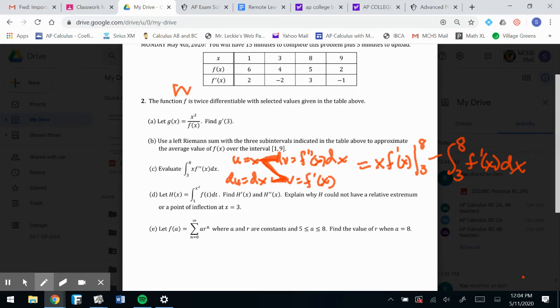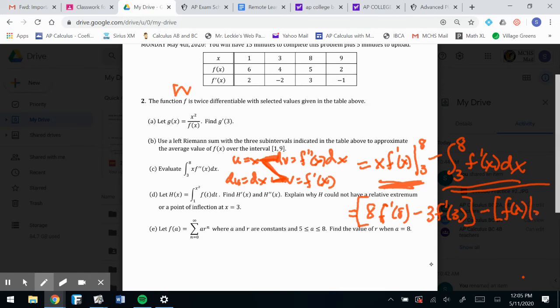This is a really good integration by parts problem. If we look at that first part right there, that's just going to be 8. I'm going to bracket these off. 8 f prime of 8, I'm going to show a little bit more work on this one, minus 3 f prime of 3. That's just for that piece. Now this piece, nice and easy. The antiderivative of f prime is just f of x, and we have to evaluate that from 3 to 8.